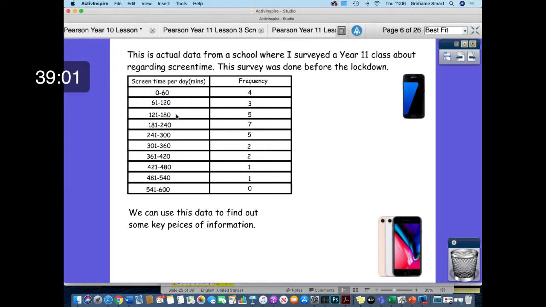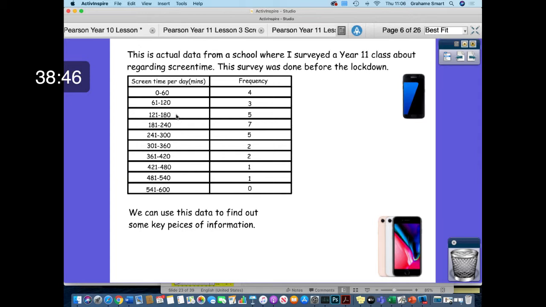I haven't overlapped. If you had 60.5 minutes, I'd expect you to round. If it was in seconds, I'd expect you to convert it into minutes and then round. So anyone thinking, well, what happens if you get that scenario? I'd expect you to round. So just to clear that one up.